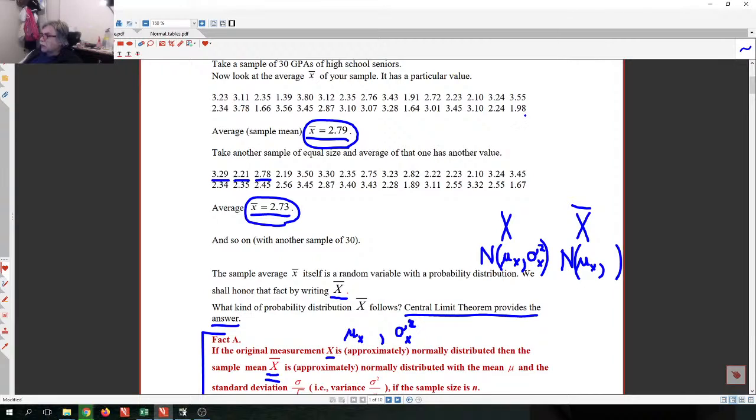Here is one guy who has 1.98. Here's another guy who has 3.55. This is an A student. This is barely a C student, right? Okay, let's say C student. So we have a C student and an A student.